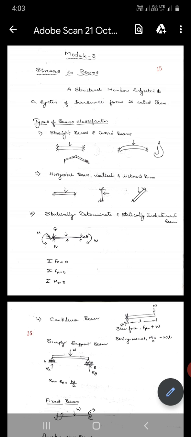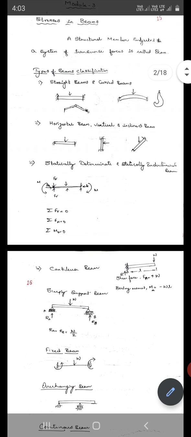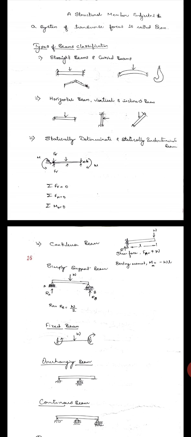Fifth one, cantilever beam. A cantilever beam is a beam in which only one side is fixed, and the other side is free to carry the loads. As you can see from the figure, a cantilever beam of length L carries load W at the free end, is fixed at the fixed end, and carries a reaction. So the shear force for the cantilever beam is plus W. Bending moment is minus W into L.